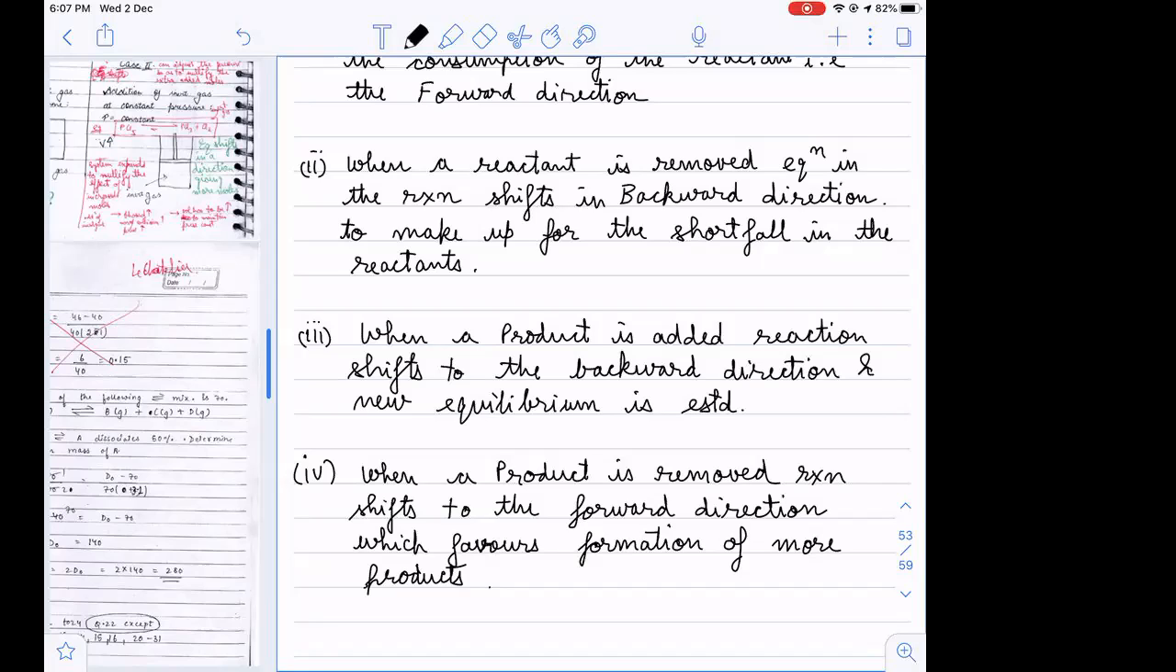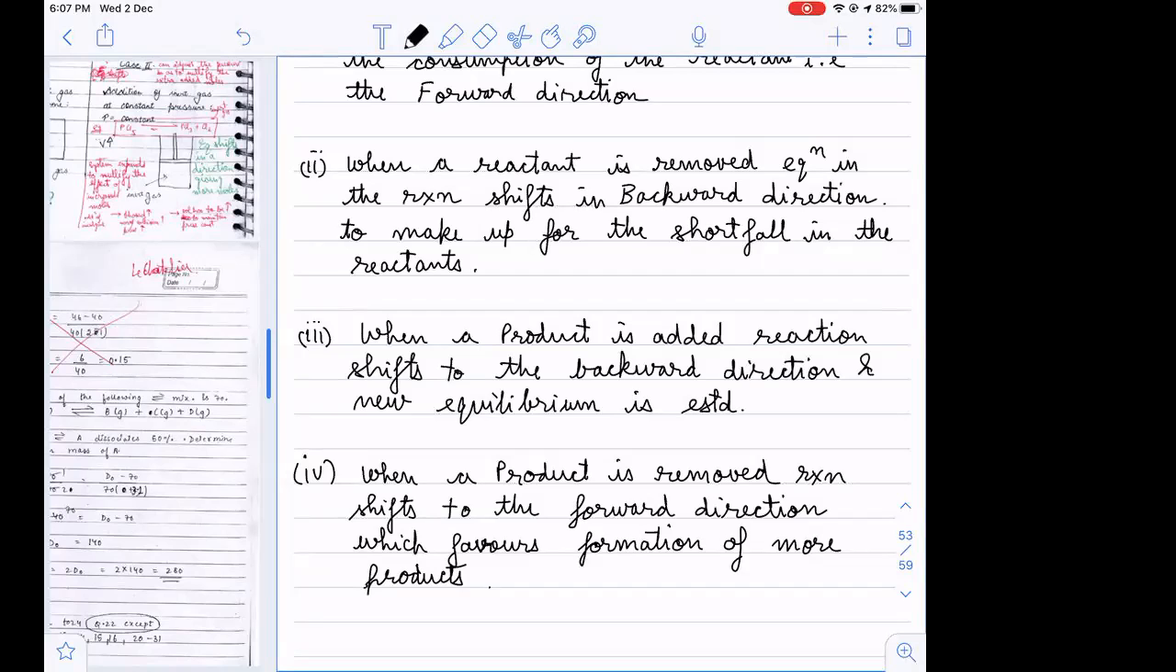Okay, let's move to the fourth point. Nikhil, please read the fourth point. When a product is removed, reaction shifts to the forward direction, which favors formation of more products.